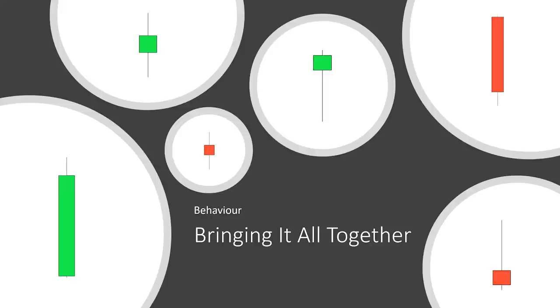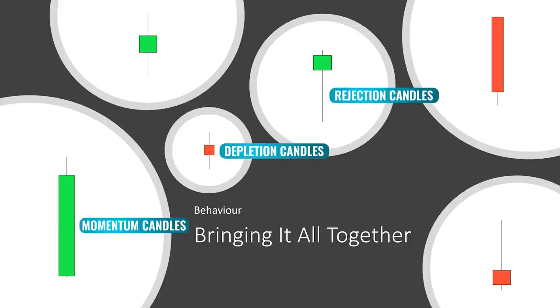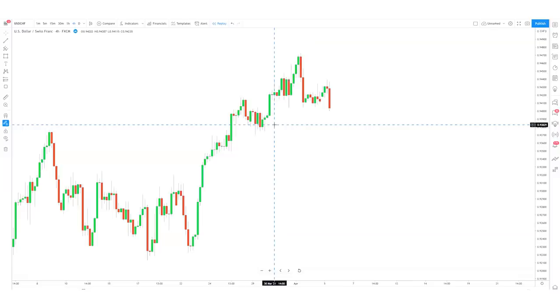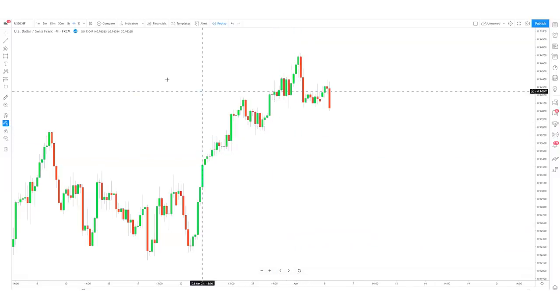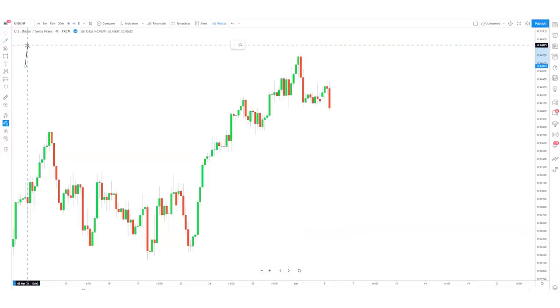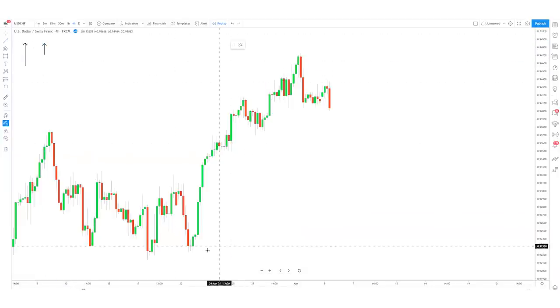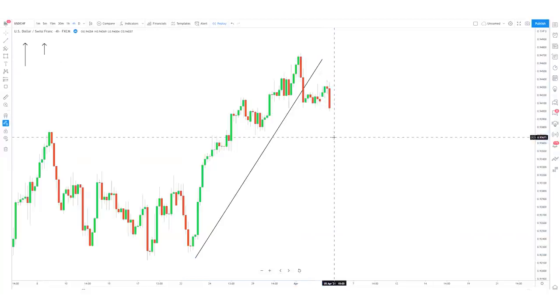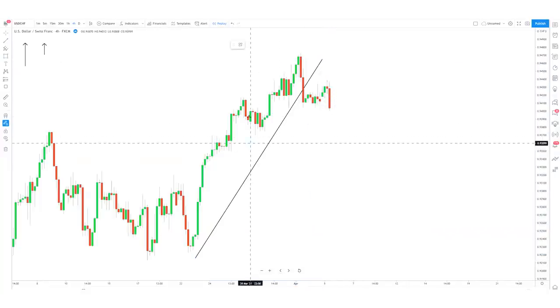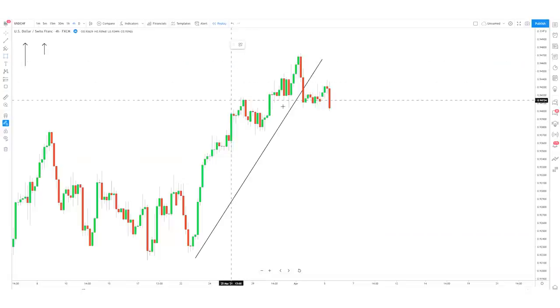And this is all you need: your momentum candles, your depletion candles, and your wick rejection candles. So let's take a look at three examples of how you can start to use this in the markets. Okay, traders, the first example we're going to take a look at today, just bringing everything together before we wrap up, is US dollar, Swiss franc. We can clearly see here with the structure of the market, it's been pushing bullish for a very long period of time. We can also identify here that price is now starting to move sideways.